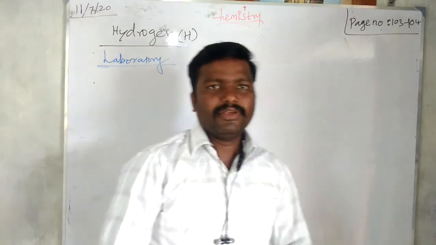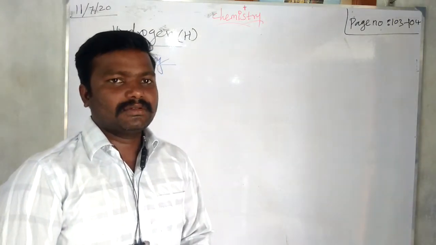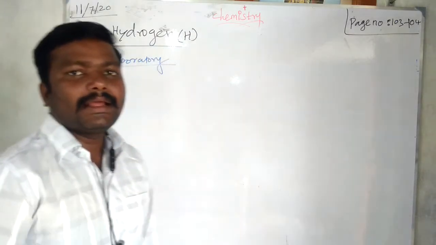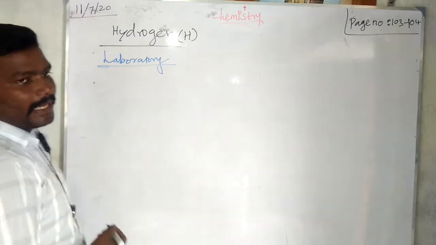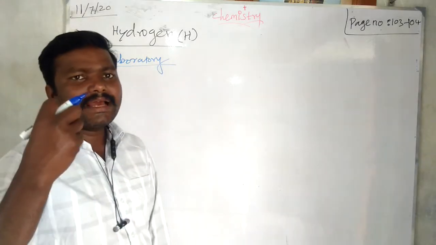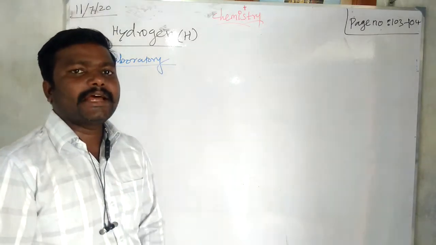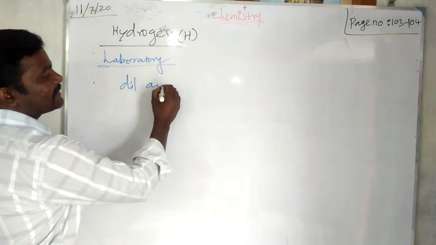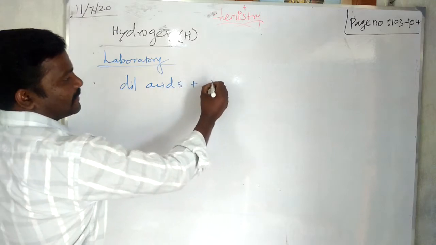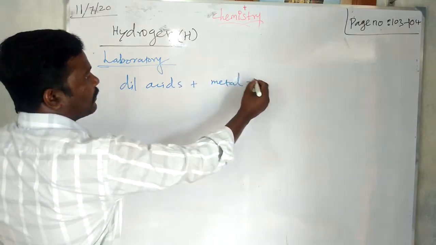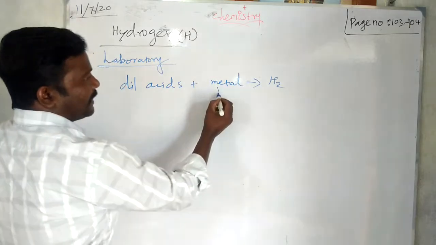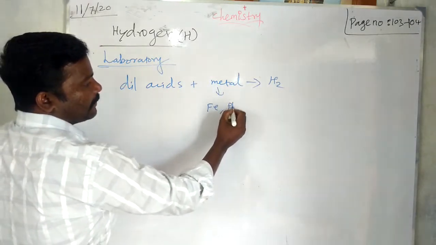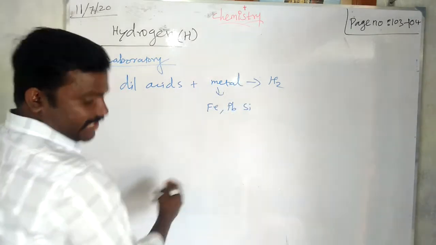In the lab, for some reactions we need hydrogen, and for that they prepare hydrogen in the laboratory. So how are they preparing it? They simply react dilute acids with metals. Dilute acids plus metals will give hydrogen. What are the metals? It may be iron, lead, tin, or zinc.